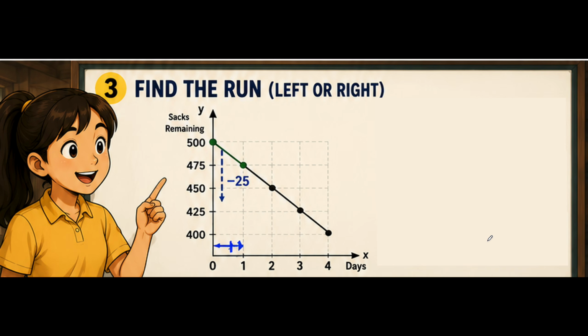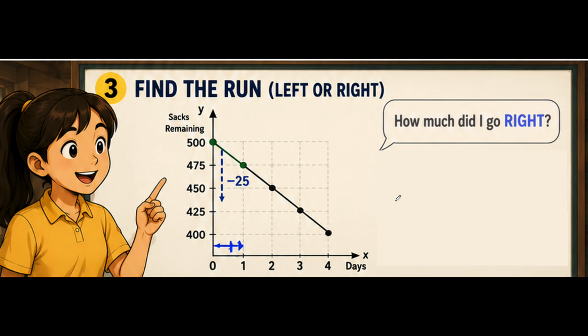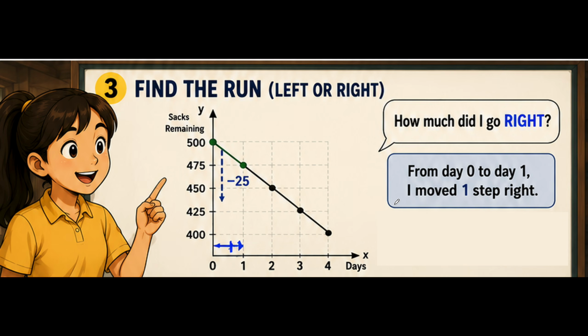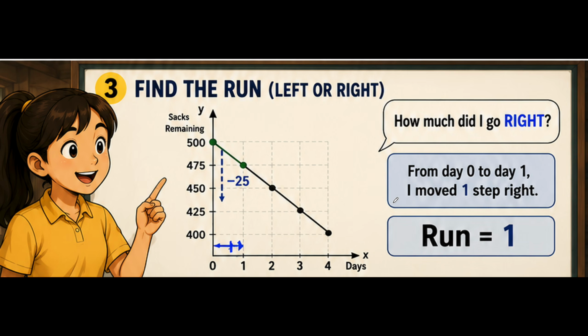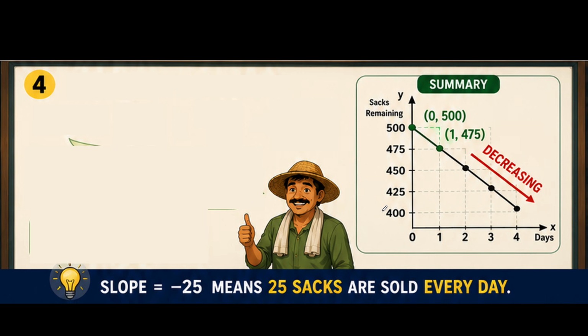So we have to find the run. By the way, the run can be left or right. So how much did I go right? Siyempre, papunta sa right yan, no? From 0 or day 0 to day 1, I move one step right. So the run is equal to 1. So again, the run is equal to 1.